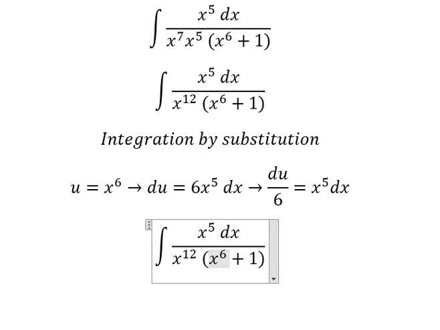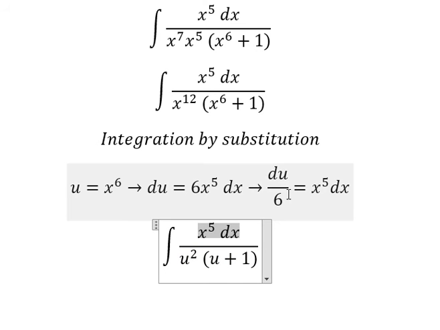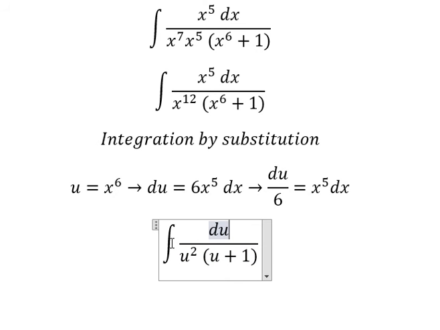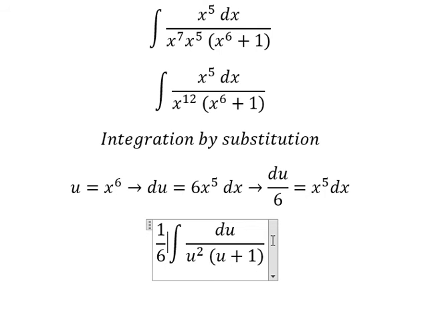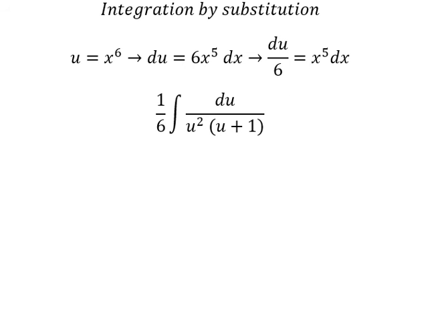This one we change by u. This one we change by u square. This one we change by du over number 6. Next, we can use partial fractions.